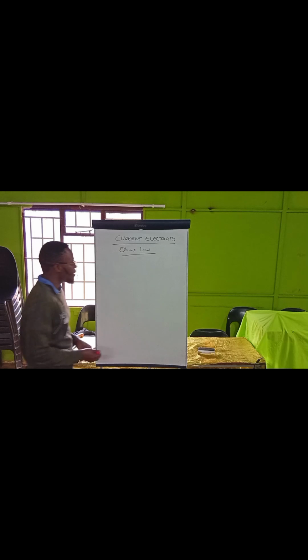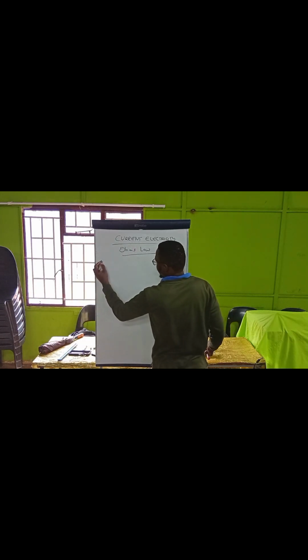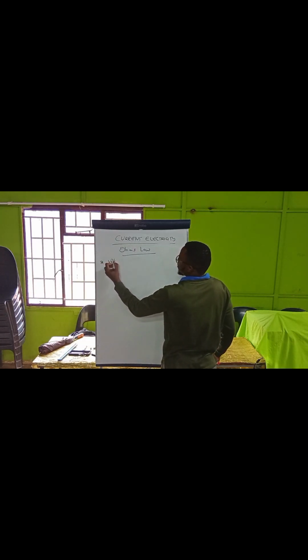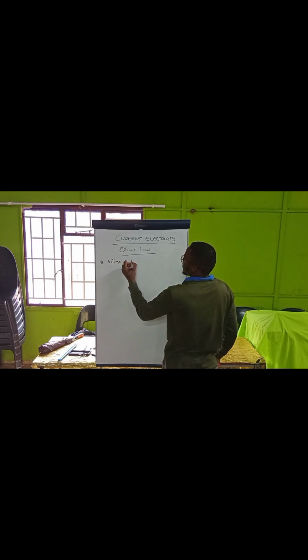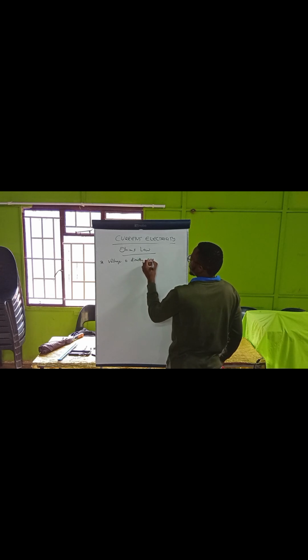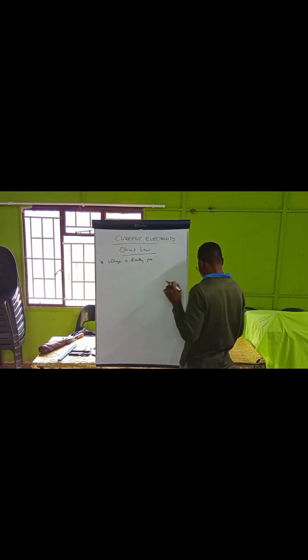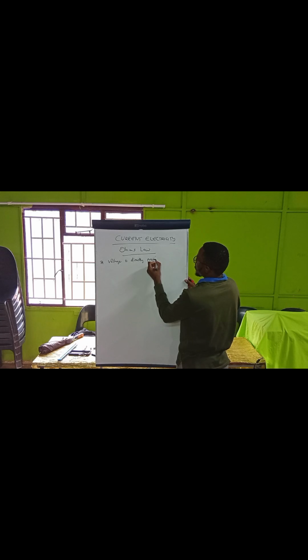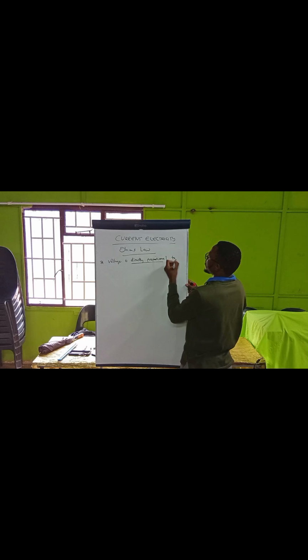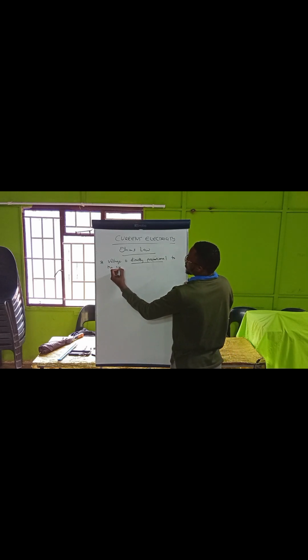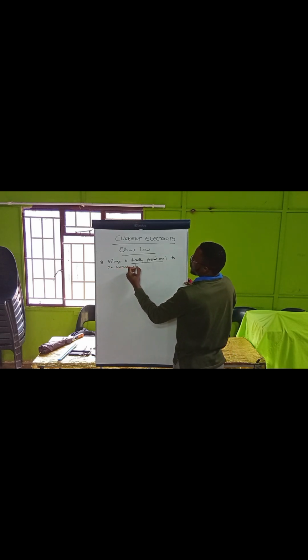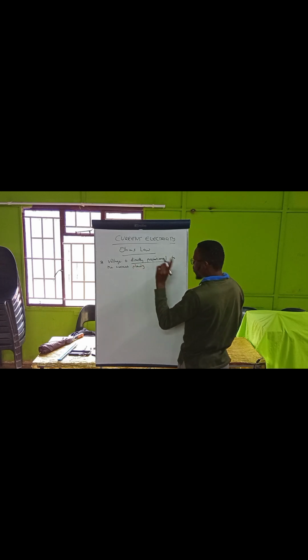So Ohm's law basically states that voltage is directly proportional to the current flowing in a conductor, in an ohmic conductor.